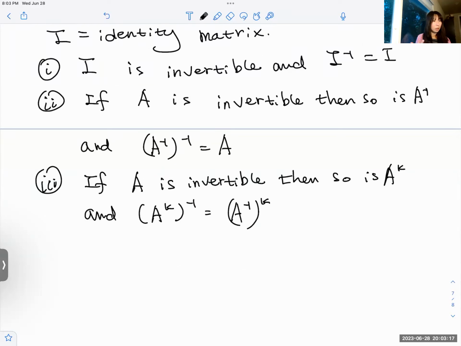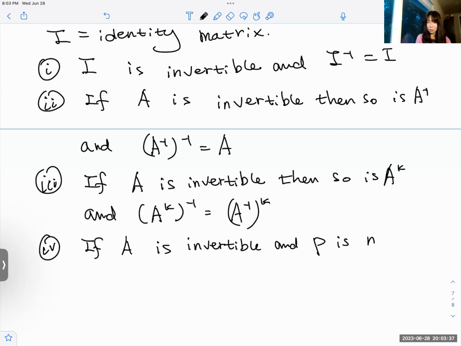Okay, I think that is okay. But the last one, let me write down. I cannot just map there. If A is invertible and p is a non-zero real number.